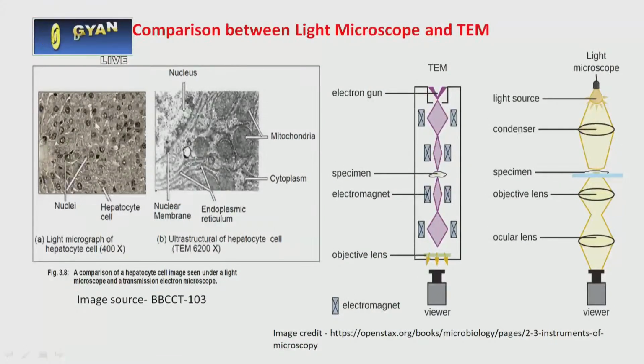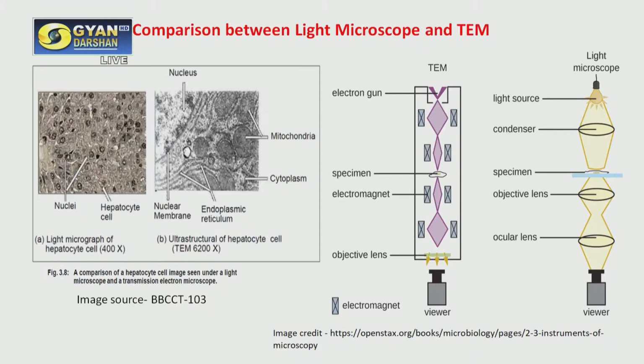So here you can see this is the image of the light microscope. You can see the hepatocytes, nuclei, and how the hepatocytes are arranged at the tissue level. So these are two different kinds of images, which can be differentiated based on observation with the light microscope and the electron microscope.